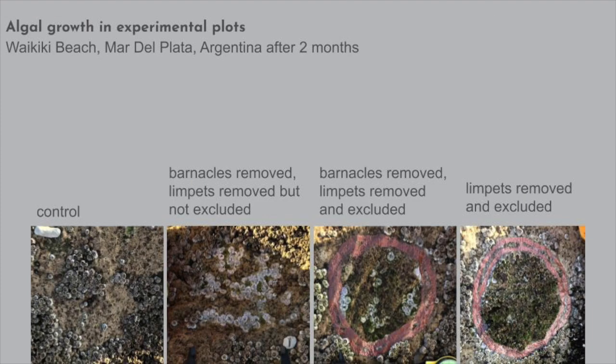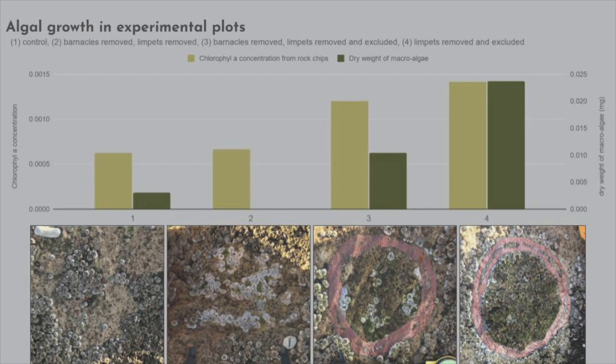In our second experiment, we had 5 replicates of 4 plots, which included a control plot, experimental plots with barnacles removed and limpets removed but not excluded, an experimental plot with barnacles removed and limpets removed and excluded, and finally an experimental plot where the barnacles were left and the limpets were removed and excluded. After 2 months, we measured algal growth by analyzing the chlorophyll A concentration from rock chips and by collecting and dry weighing the macroalgae from each plot. Barnacle removal with limpet exclusion led to decreased algal growth.